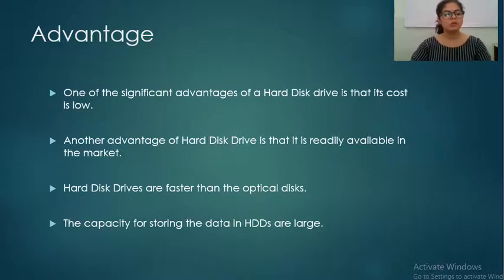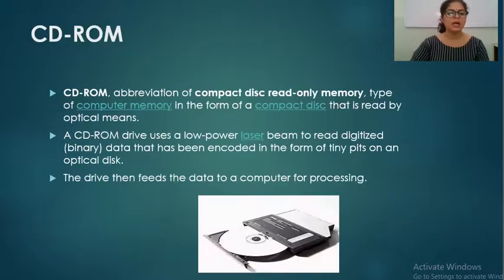Now let's move to the next category of storage media, CD-ROM. So what is CD and CD-ROM? CD stands for compact disk, whereas ROM stands for read-only memory. So this is a type of compact disk read-only memory in the computer, in the form of a compact disk that is read by optical means. So CD-ROM drive uses a low power laser beam.